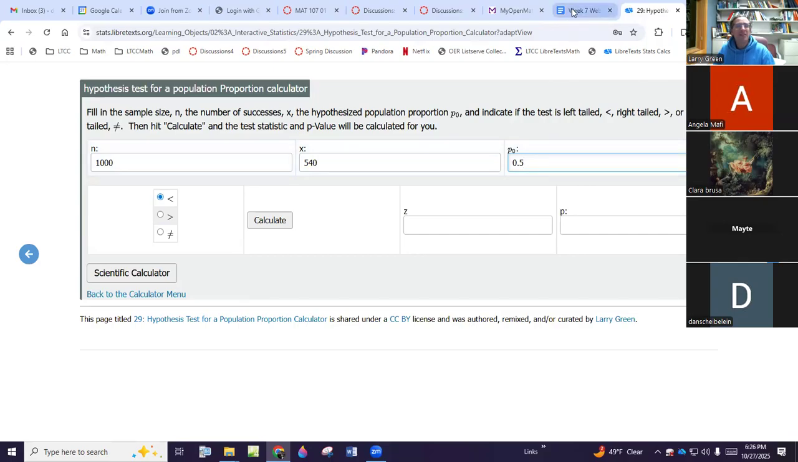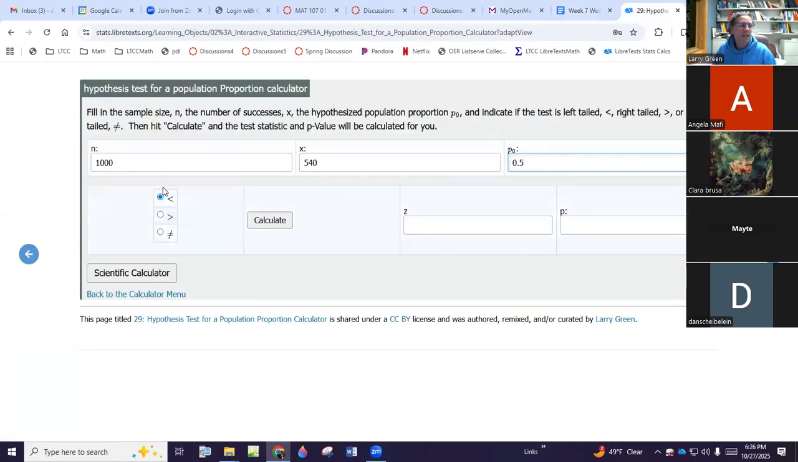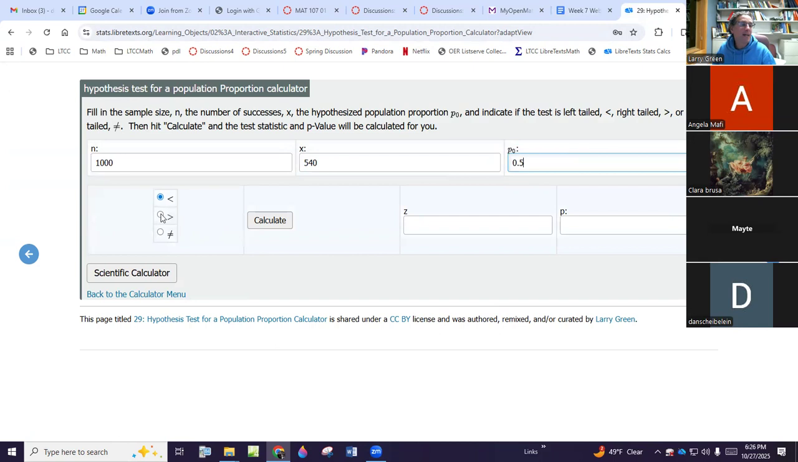Okay, then it asks you, do you want a less than, a greater than, or a not equal to? And that's easy. You just look at your H1 and you'll see that had a greater than, because our alternative hypothesis is P is greater than 0.5. So I need to click on greater than. Any questions on this? And then I hit calculate.